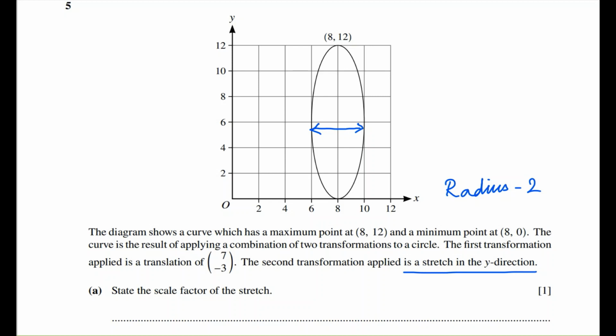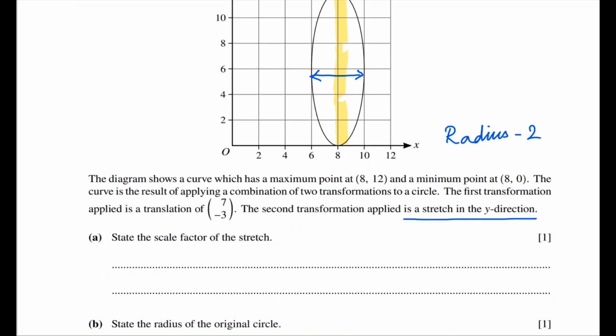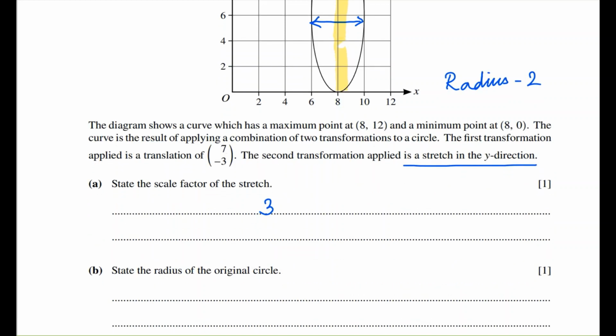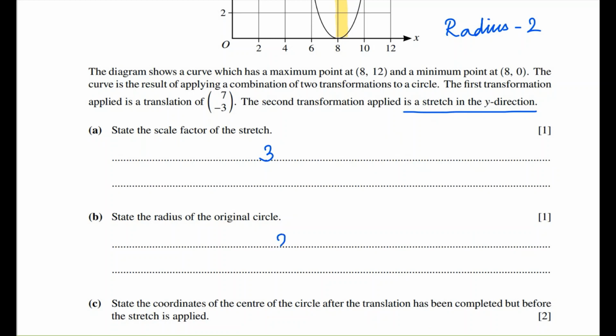Now let us see how much it got stretched along the y direction. So this is one circle, one stretch. This is 2 and this is 3. So totally it got stretched by 3 times. So the stretch scaling factor is 3. State the radius of the original circle. So we found already the radius of the original circle is 2. 2 units.